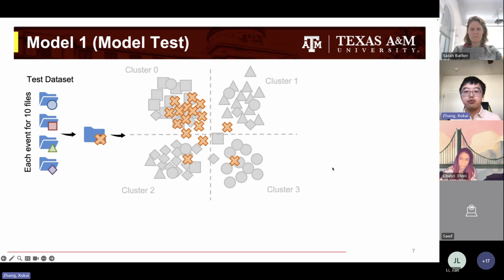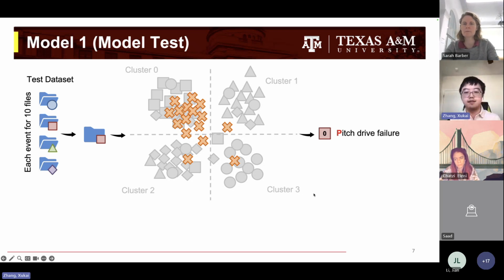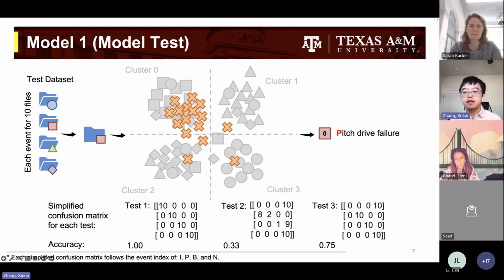In the previous step, we assigned the page drive failure to cluster 0. Now we can compare our predictions with the original label to check if they are classified correctly. We repeated this process 3 times using different test data sets. After testing all files, we created a simplified confusion matrix. The event index follows I, P, B, and N.